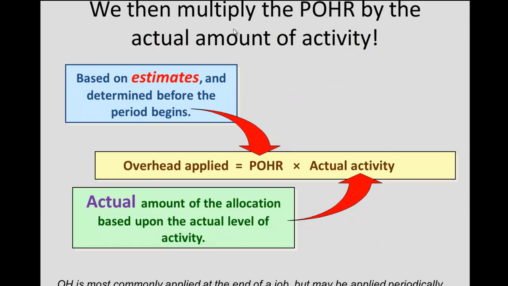As we're working on a job here, we're going to multiply the predetermined overhead rate by the actual amount of the activity. Remember that predetermined overhead is based on estimates of the period, and while we're going through, we're going to multiply it by the actual amount of the allocation base based upon the actual level of the activity. So we're going to multiply that estimate of the predetermined overhead rate by the actual amount.